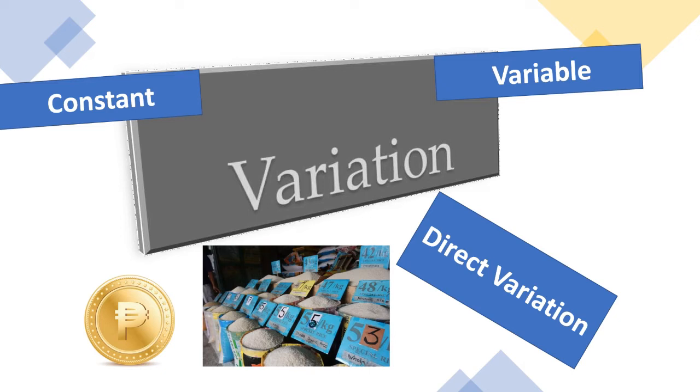Meaning, if there is an increase in the number of kilograms, there is also an increase in the total price. Or, if there is a decrease in the total price, then there is also a decrease in the number of kilograms. Before we proceed to the topic, let us solve some of the equations related to ratio and proportion.